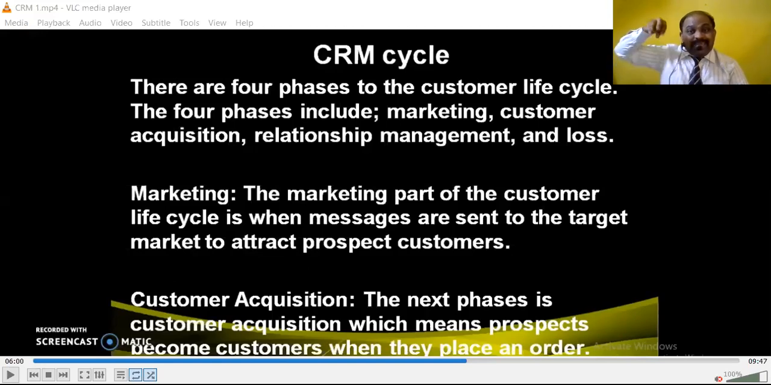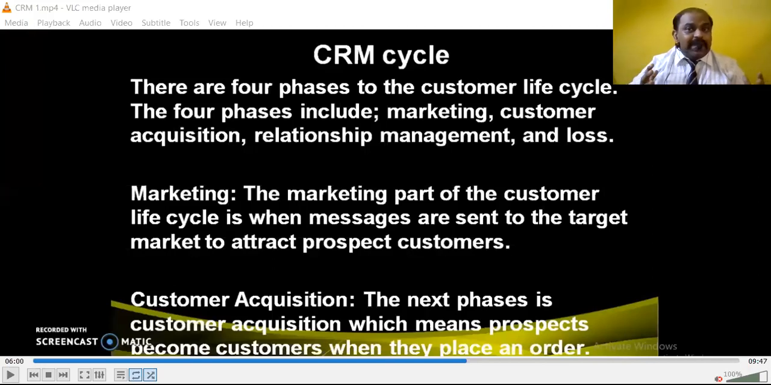It means here you have to convert the prospective buyer into an actual customer. Those who are prospects, those who are eager to buy, interested to buy, in need of the product, but are still thinking. Now the stage has come where you have to convert the potential into actual. जो सिर्फ सोच रहे थे कि मुझे ये कंपनी का प्रोडक्ट खरीदना है, now they are buying actually. It is customer acquisition. The next phase in customer acquisition means prospects become customers when they place an order.